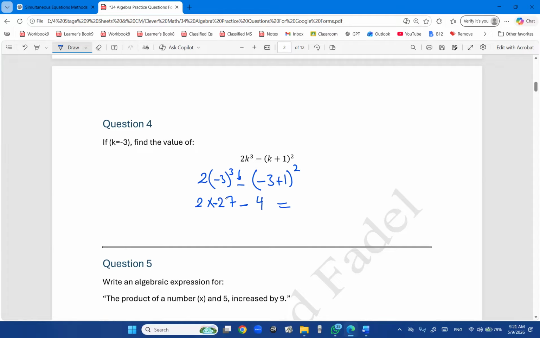Equals, I must finish multiplication first. So 2 times -27 is -54. Minus 4 equals -58.